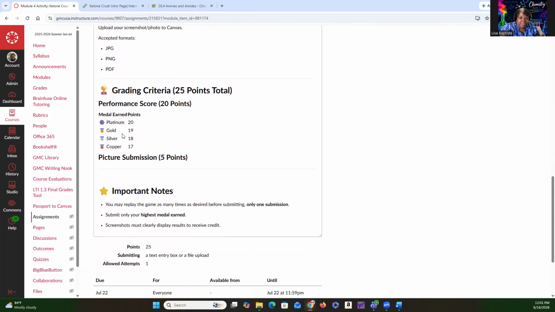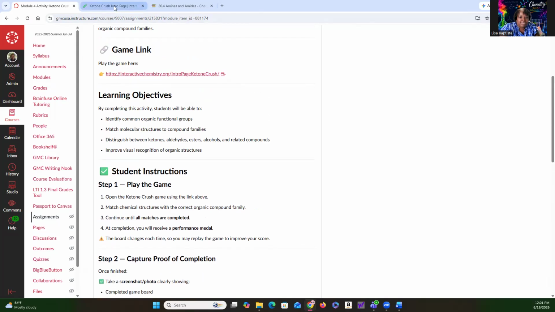This is the way the points go. If you get platinum, then you get 20 points. Gold is going to give you 19, silver 18, and copper 17. And your picture submission is going to be 5 points, for a total of 25 points. So let's look at the game.